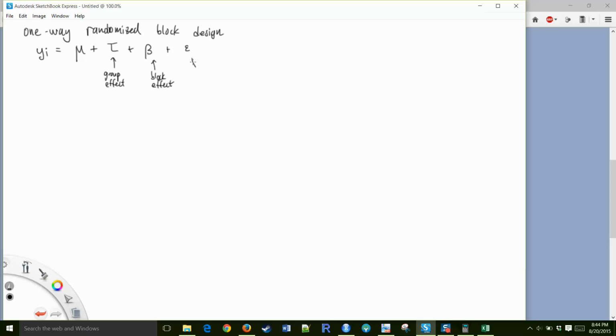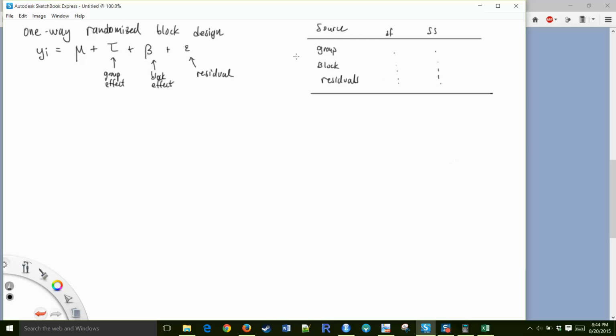We do the block design generally if the second thing that we're accounting for in our model is something that we're not really interested in. Maybe we're already aware that this effect exists, or maybe it's something that we cannot control for, something that is a little bit out of our control when we do our experiment.